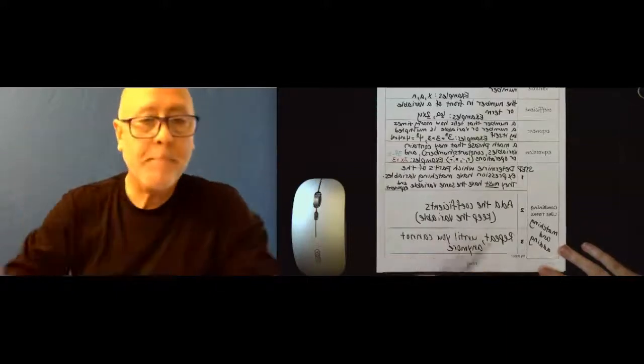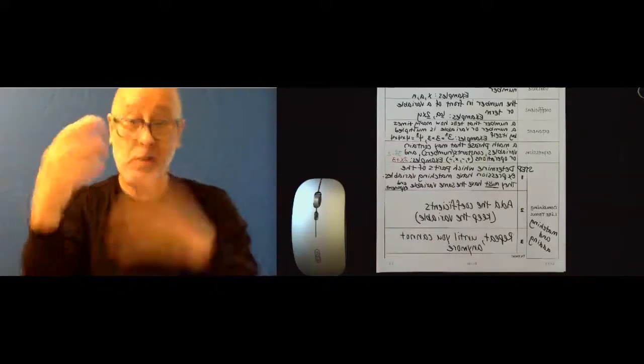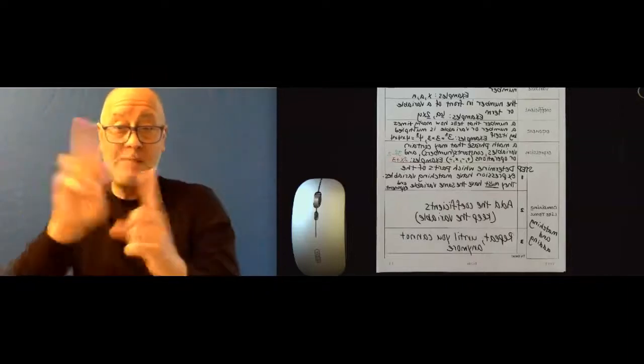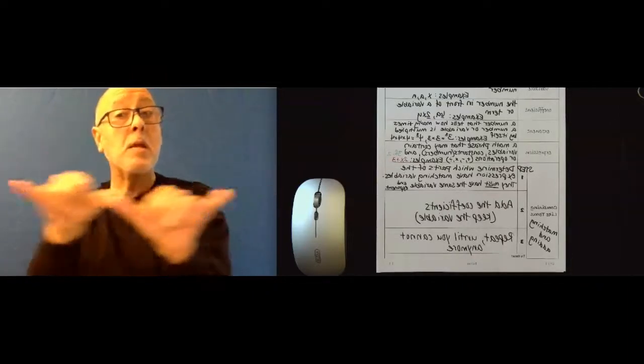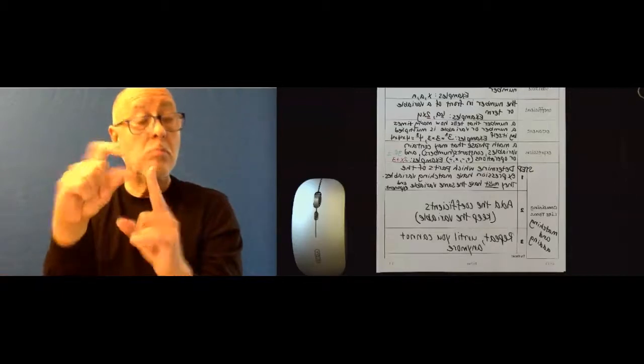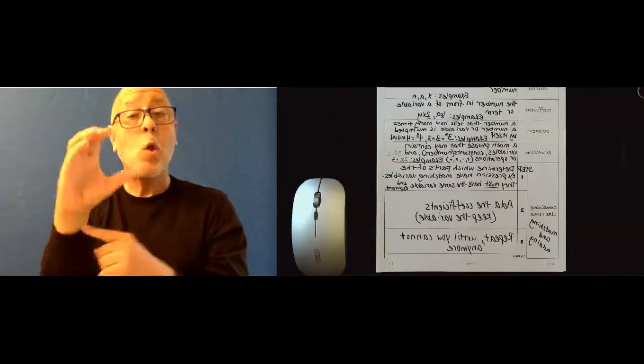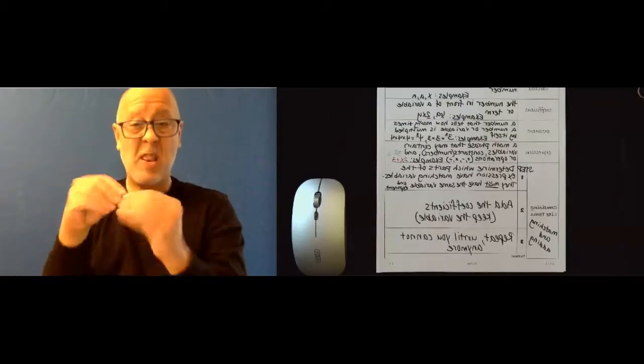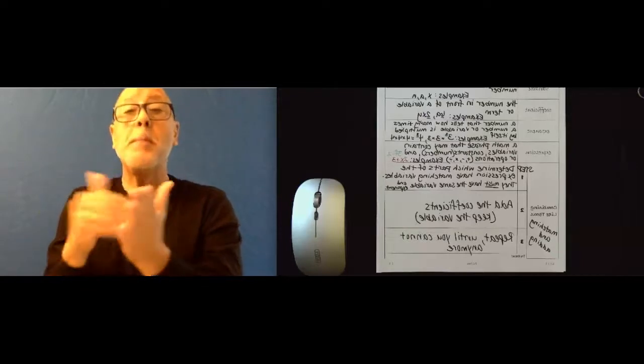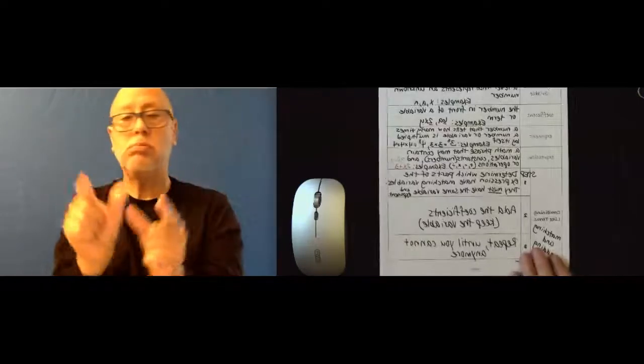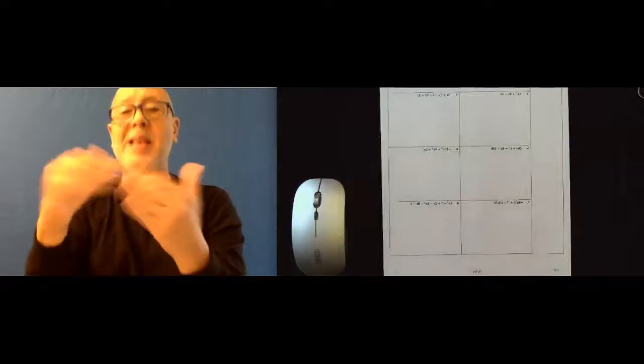Okay, so step 1, determine which parts of the expression have matching variables. They must have the same variable and exponent. Step 2, add the coefficients, keep the variable. Step 3, repeat until you cannot anymore. Okay, next page.